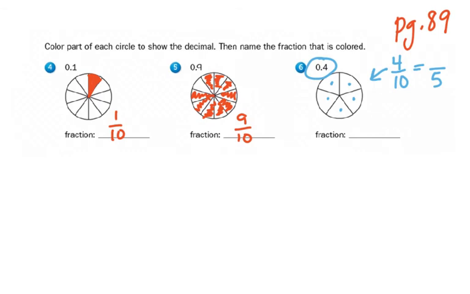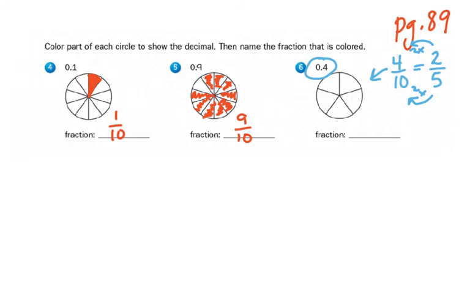In order for me to shade it, I first of all need to know what it would be if it was in fifths. So remember, whatever we do to the top, we do to the bottom. So in this case, if I move this direction, I multiplied by 2. If I move from here to here and multiply by 2, I got 4. So I would have had to start out with 2 fifths.